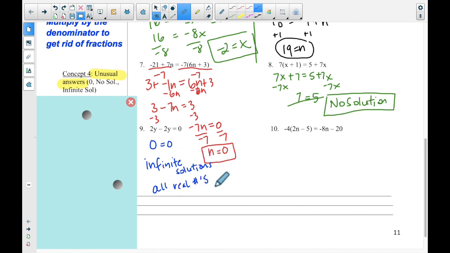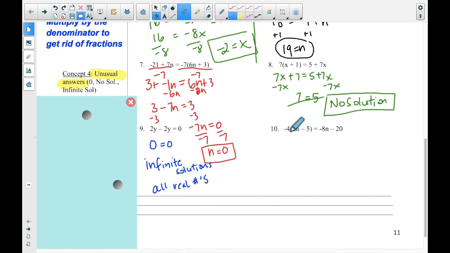any number in the whole world that you plugged in there would be true. You could plug in a 5. You could plug in a -9. You could plug in a 73. Any number you plugged in will make it true. So all real numbers will work in this. There are infinite solutions. And I would take either one of these wordings, and either one of those is fine.